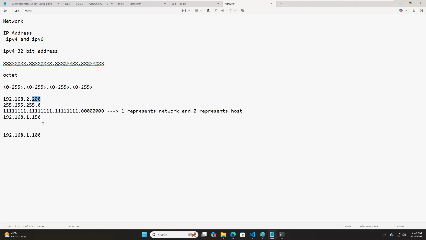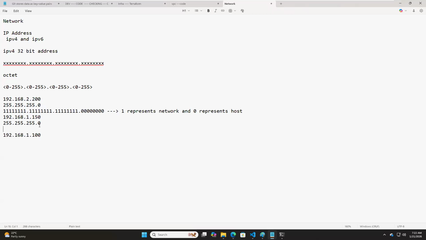In the same manner, in the host portion, whatever number is there cannot be repeated in the network. So for example, if I take the second IP address, and for the second IP address also I am providing the subnet mask as 255.255.255.0. Now, can you tell me whether these two IP addresses belong to the same network or different networks? If you see the subnet mask, the first 3 octets are the network portion, and here also the first 3 octets are the network portion of the IP address. Depending on that, can you tell me whether these two belong to the same network or different networks?